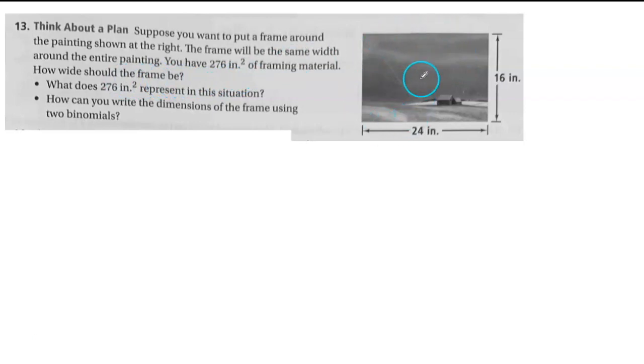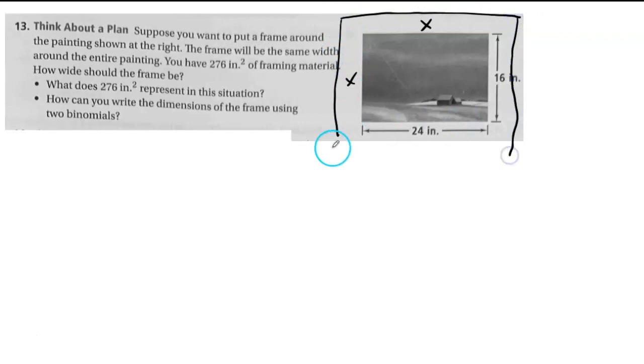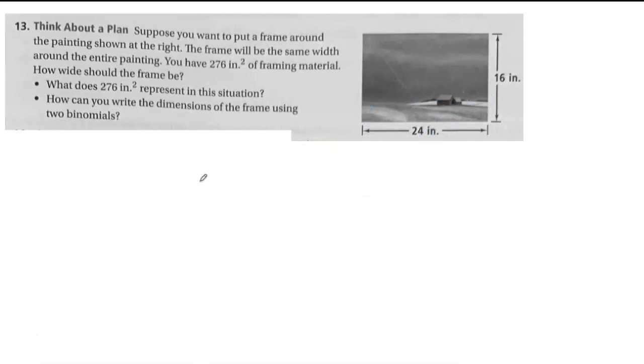So this is my painting. I'm going to put some kind of frame around it, and it's going to be the same width all around it. Okay, I'll do a better drawing in a minute. So let's see the information that is given. They're giving me 276 square inches of framing material.